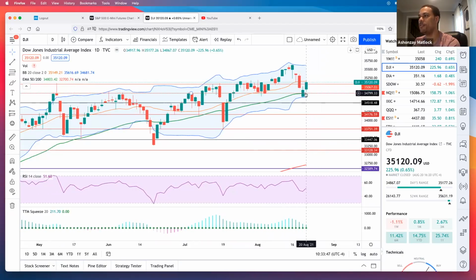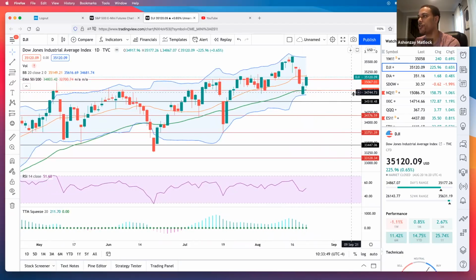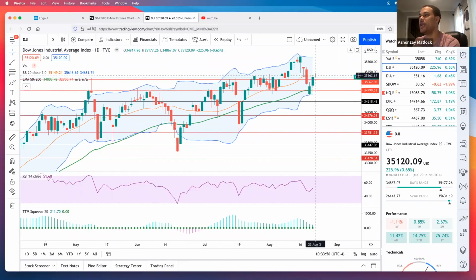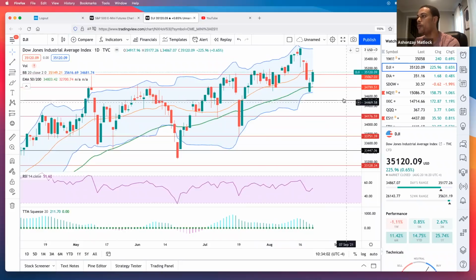Then we also have the 50-day moving average right here at this 34, basically say 800. I have 799. So that is what you'll want to watch to the downside. And if these levels give way, then ultimately we'll probably be looking to close this little gap, which will be about 34,518, basically say 34,500.